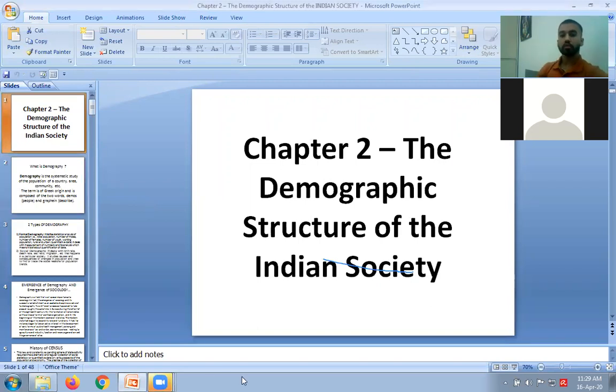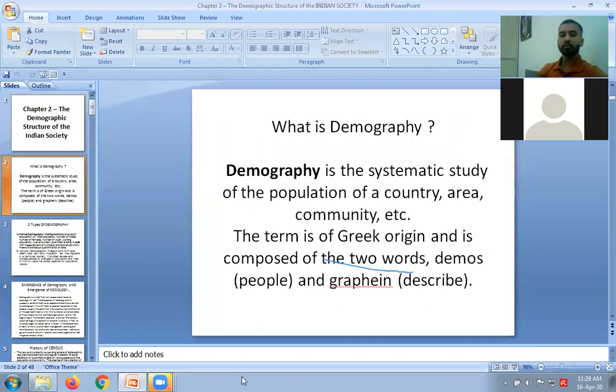Okay, so chapter number two, the demographic structure of Indian society. All right. Now, obviously, we want to know what demography is. Demography is the systematic study of the population of a country, area, community, etc. Right? When we study population, or the composition of population, or when we study human beings in the form of population, that is what demography is all about.